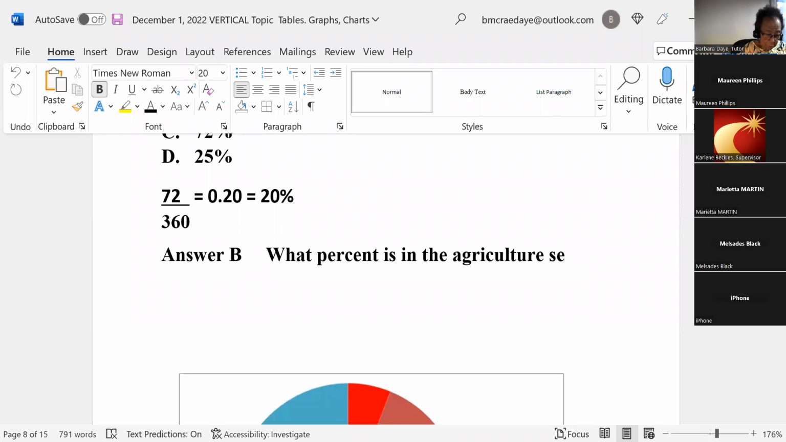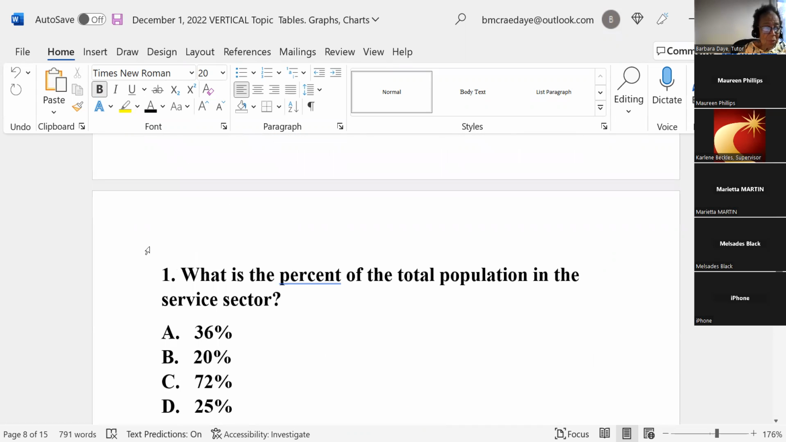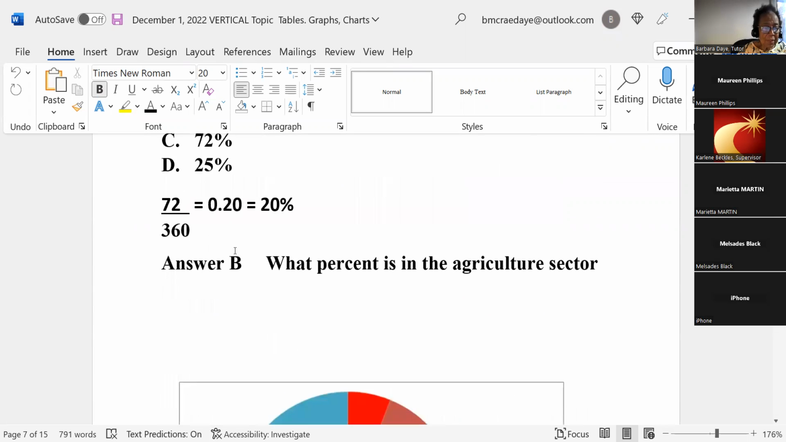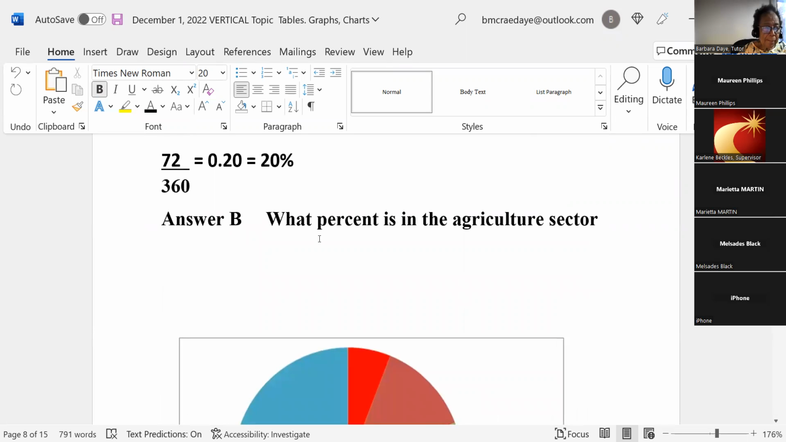Okay. And that's 120. What did you say, Maureen? 33%. How did you get that? I divided 120 by 360. Okay, 120 degrees divided by 360. And that's equal to what? 1/3. And 1/3 is 33 1/3%.